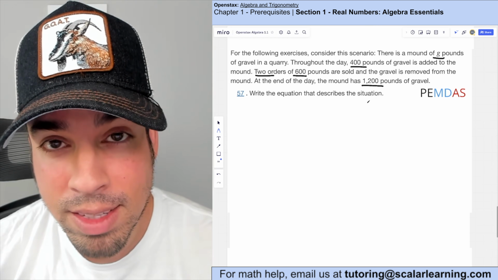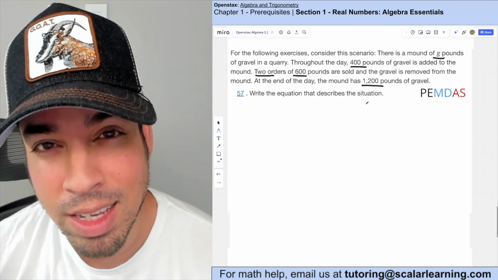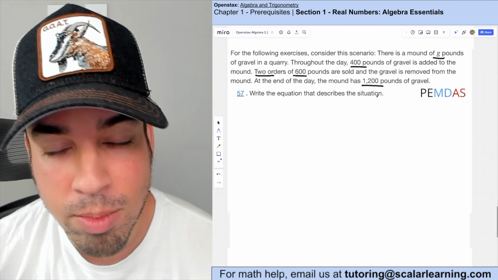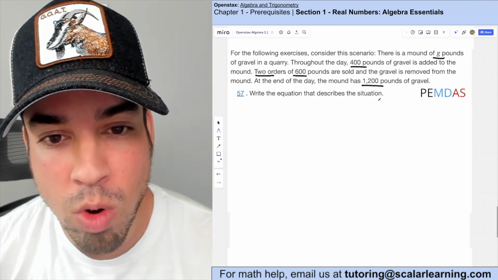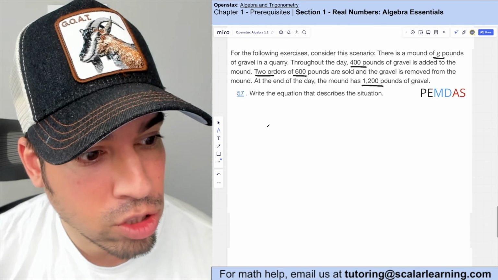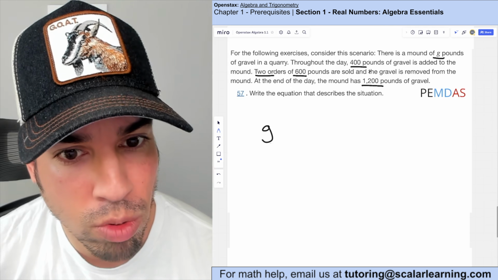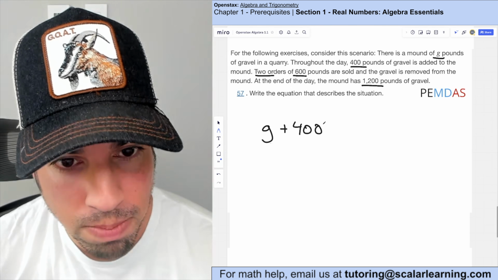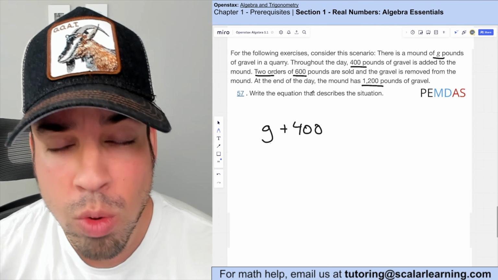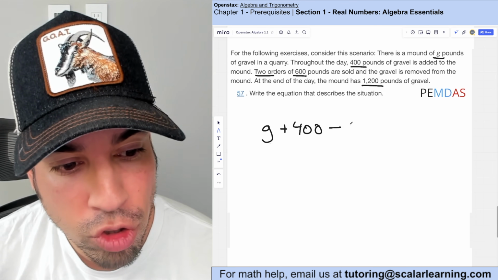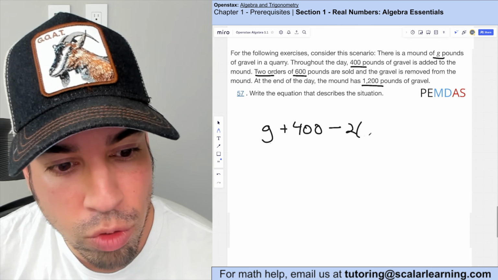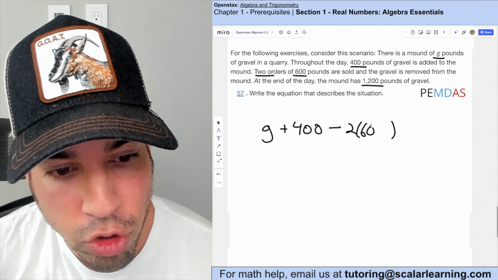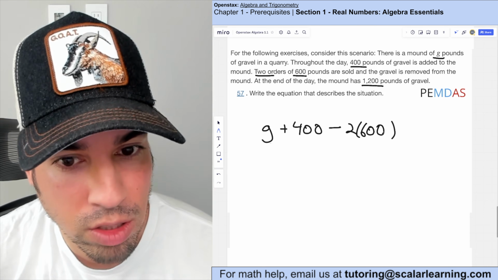So I'm going to create this equation. Again, an equation has an equal sign, whereas an expression does not. I'm going to create this equation as we walk through the scenario. So first, I start with G pounds. Then throughout the day, 400 is added. So I'm literally going to add 400. Then it says 2 orders are sold. That means I'm losing 2 orders, and each of those orders has a value of 600. So I'm losing 2 orders of 600.